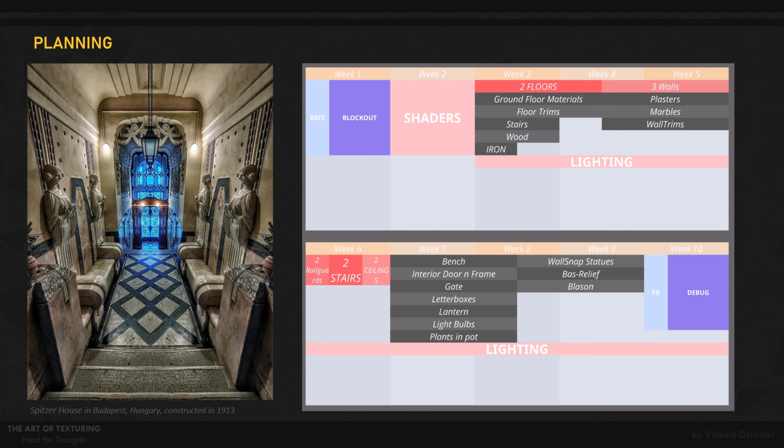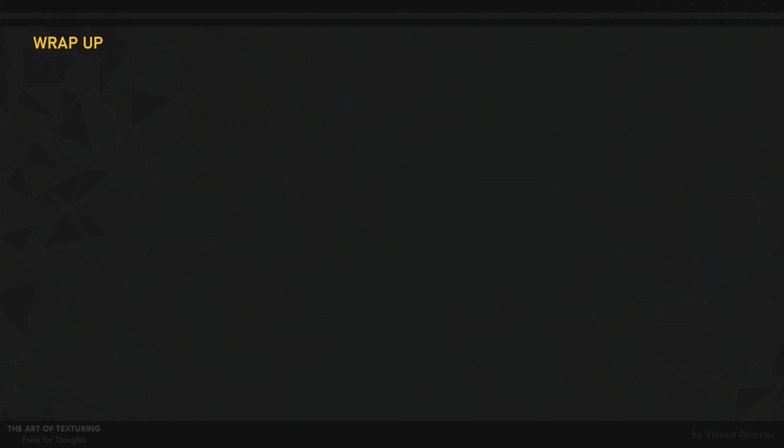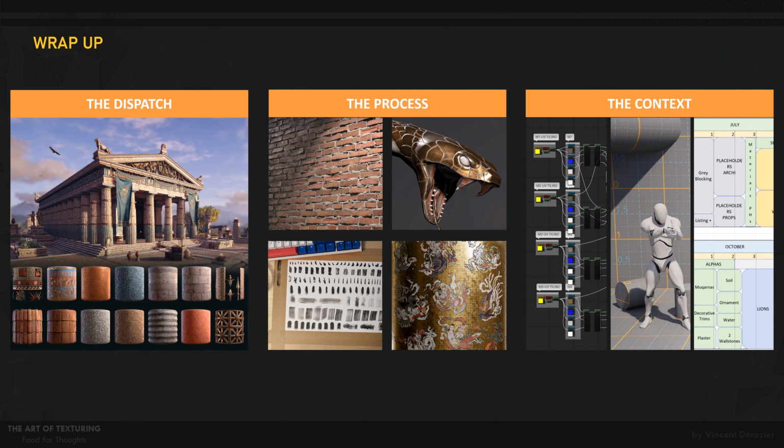Also, with that plan, it's easier to make decisions about the workload or the level of quality you want. That's what in production we call scoping. With that in mind, I hope you see the value of thinking of things to produce through the lens of dispatch, process, or context.